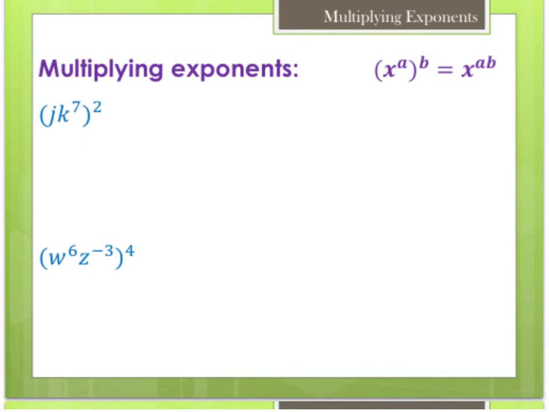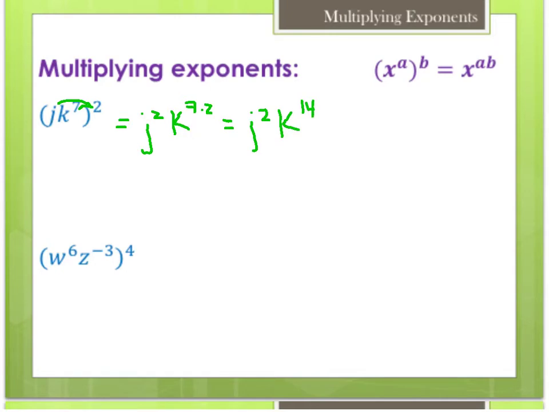All right, so now doing some examples with multiplying exponents. It's kind of like distributing, so you can think of it as distributing the exponent as long as there's only multiplication going on inside of the parentheses. So distributing those guys, I'm going to get j to the 2nd power, k to the 7 times 2 power, which will simplify to j squared, k to the 14th. Okay? And that makes sense, right?